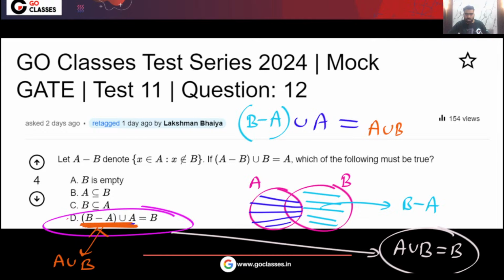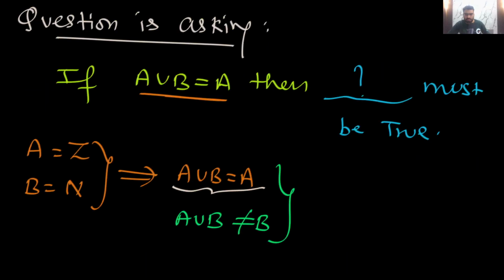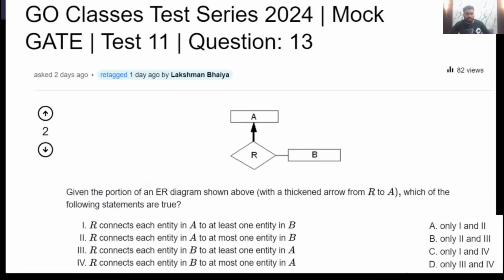Okay, so let's move on now. Let's solve this question. This is another simple question from the ER model in DBMS. Given the portion of an ER diagram shown above, this ER diagram is given to you with a thick arrow from R to A, a bold arrow. Which of the following statements are true?